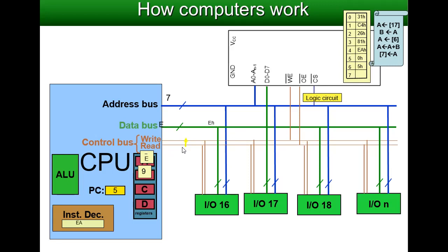We are writing. All the operations that we did before were read operations performed by the control bus, where we were reading from the addresses and performing those operations. But the last operation was a write operation, so we write it into the address 7.